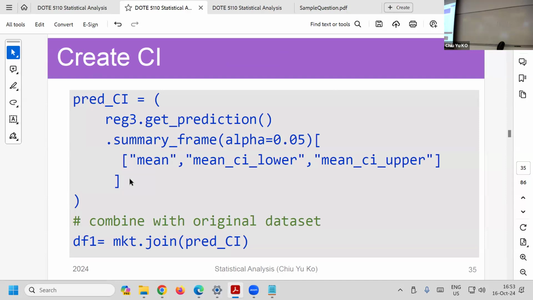Okay. And then dot summary frame, put the alpha there, then it will give you the mean, median, CI, and median upper and lower. Okay, the same as what we see. Once you did that, I join back to the original data. So that gives me all the data I need to predict.